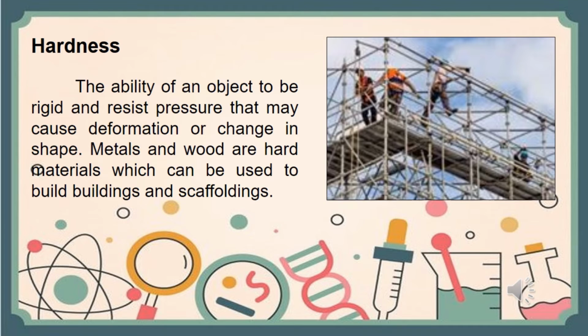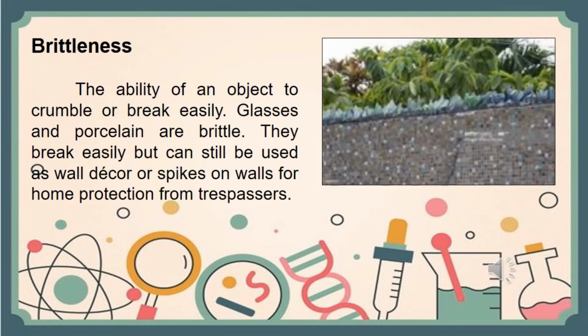First is the hardness. Hardness is the ability of an object to be rigid and resist pressure that may cause deformation or change in shape. Metals and wood are hard materials which can be used to build buildings and scaffoldings.